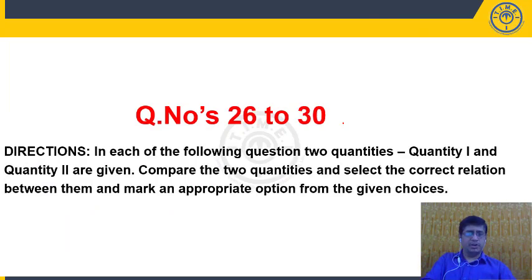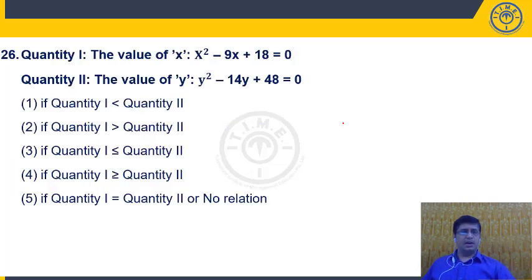Now look at questions number 26 to 30. Here two quantities are given. We need to observe and compare the relation. Now what is the first one? A quadratic equation is given. Just look at this one. 18 is the product, 9 is the middle value. So what is the possibility? 6 into 3 is equal to 18. So what is the quantity 1 and quantity 2?